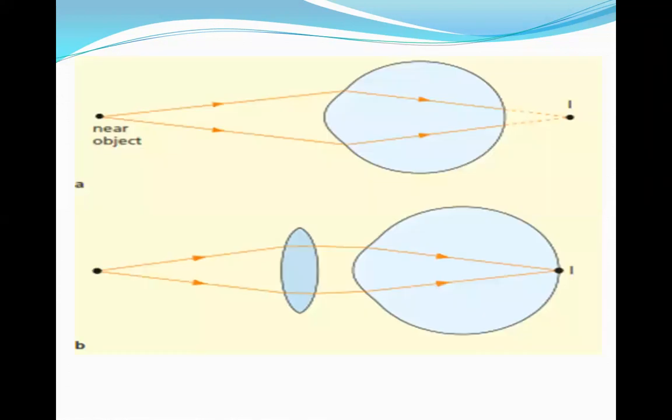Let's see its diagram here. When the light rays are coming from a near object, the image forms behind the retina, but it should form here on the retina to be clear. That's why the image is blurred. For this purpose, we use a converging or convex lens so that it focuses the light rays on the retina.